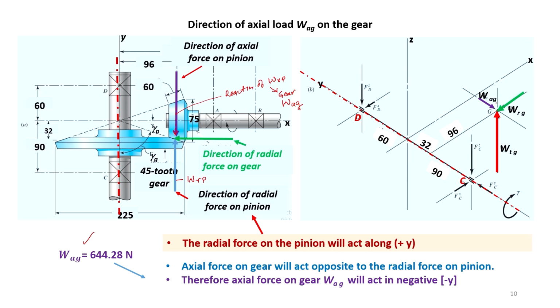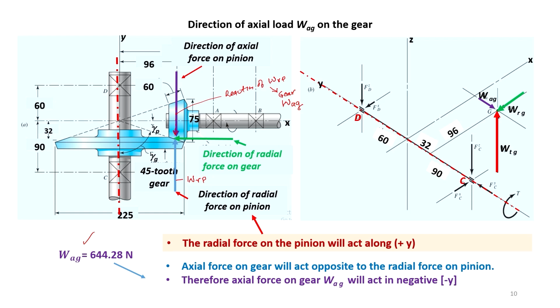That means, on the pitch point G, when pinion is transmitting power to the gear, the forces which are acting at pitch point G are WTG in the positive z direction, WRG acting in the negative x direction, and WAG which is acting in the negative y direction.